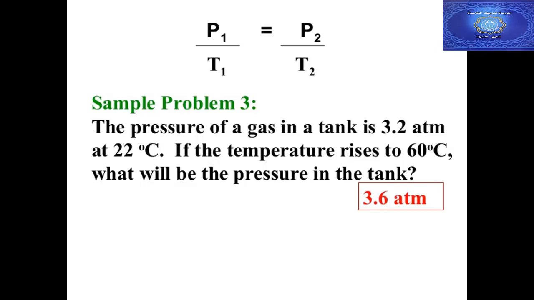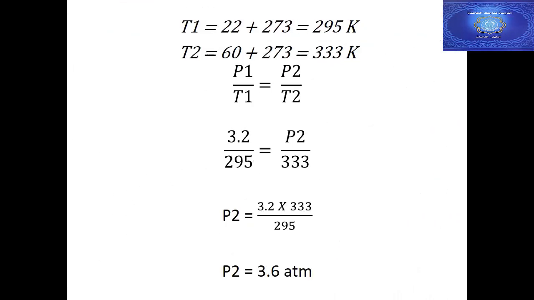In this question also, he gave us the temperature in Celsius, so we should convert from Celsius into Kelvin before using the pressure law. So first step, we convert from Celsius into Kelvin. First temperature, 22 plus 273, will equal 295. Also second temperature, 60 plus 273, equals 333.